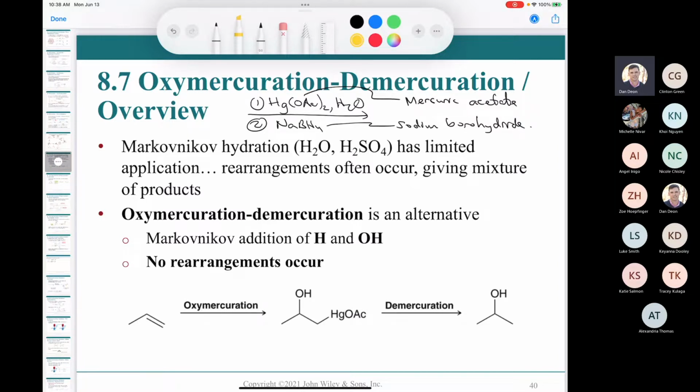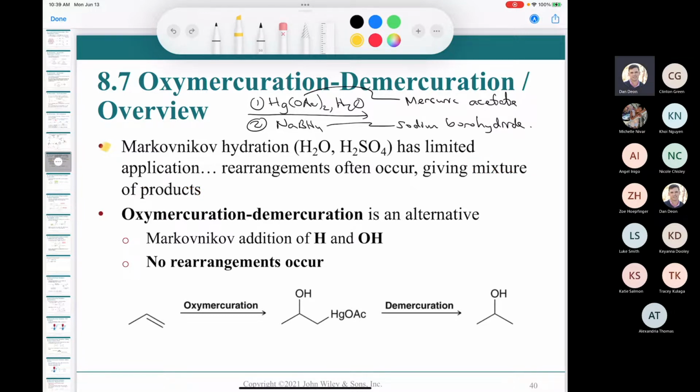It says, Markovnikov hydration, catalytic amount of sulfuric acid and water, has limited application because if you can have a carbocation rearrangement, it's going to happen. Then you usually get a mixture of products. Organic chemists love to avoid mixtures because when you get a mixture, then you've got more than one thing and you've got to find a way to separate them from each other, which can be very complex.